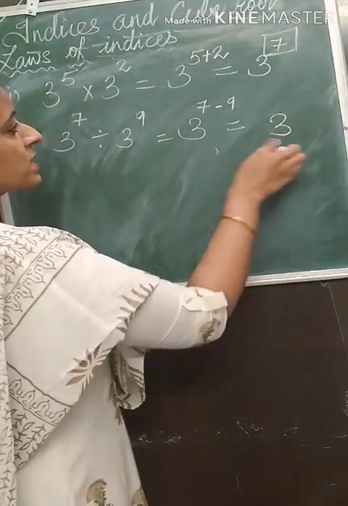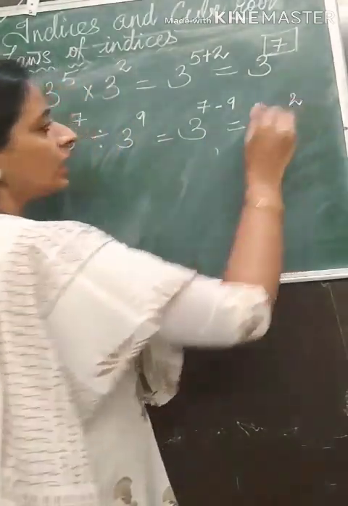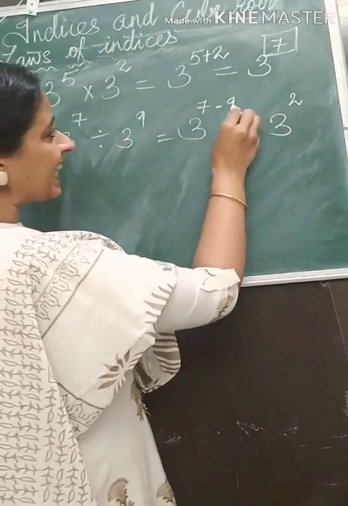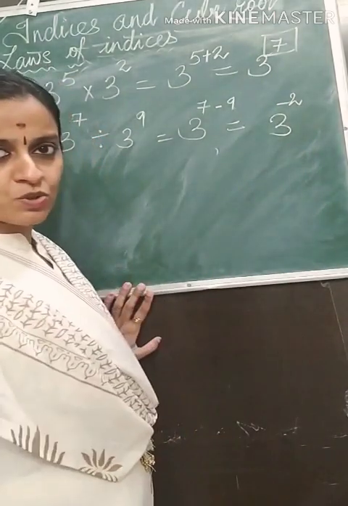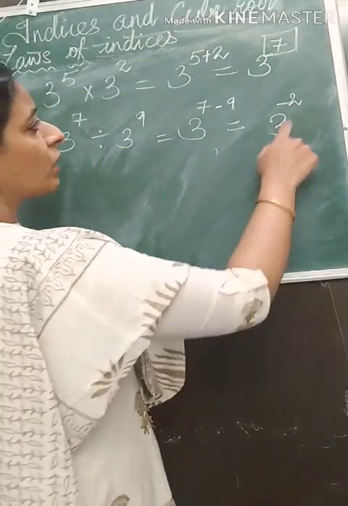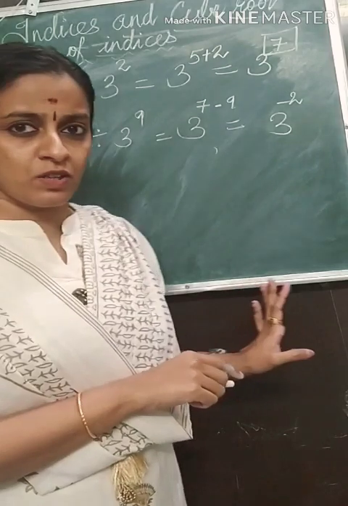9 minus 7 is 2. I copy the base same. And the bigger number is 9, it is having a negative sign. So you will put minus 2. Okay. So we got the answer as 3 raised to minus 2.